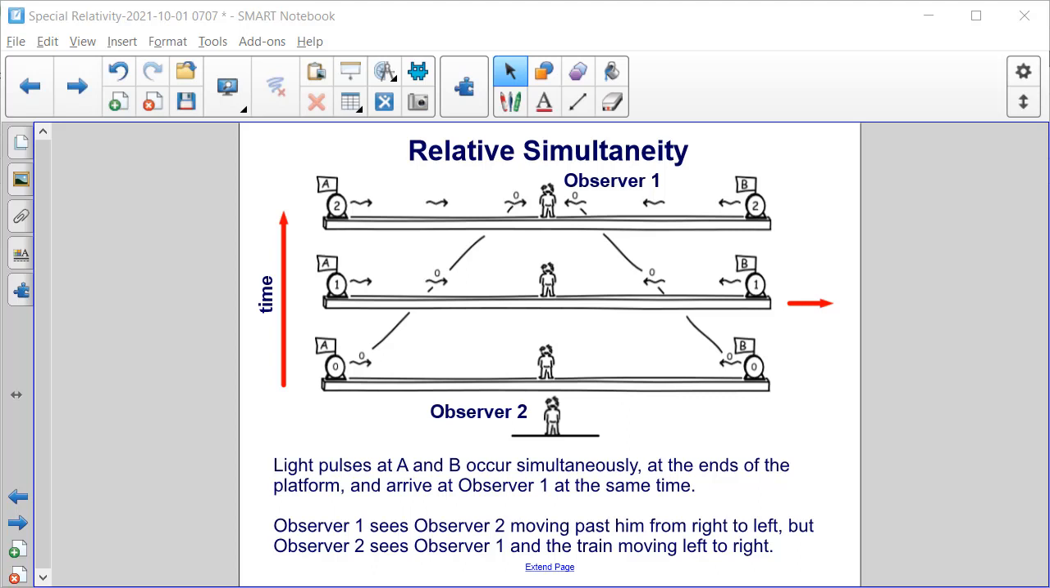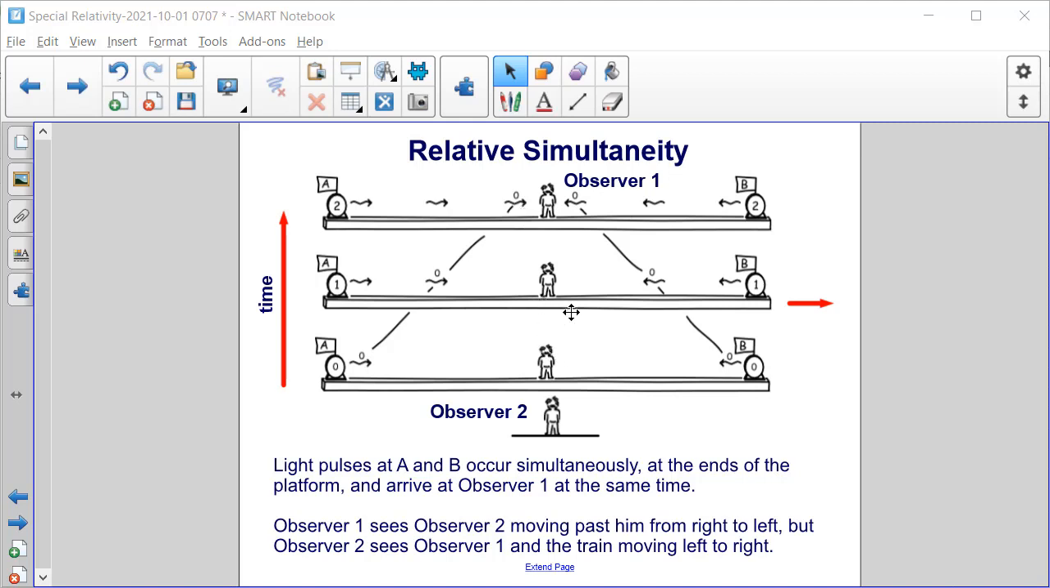All right, so there are these 2 light pulses at A and B that occur simultaneously. So we release a pulse of light at the same time at the ends of the platform. And you can see they arrive at observer 1 at the same time. What else is happening here?